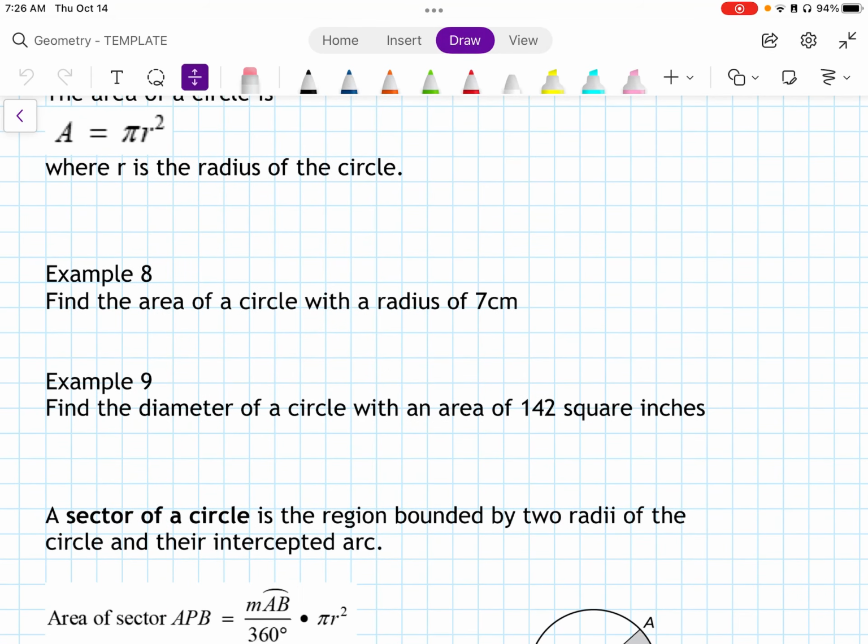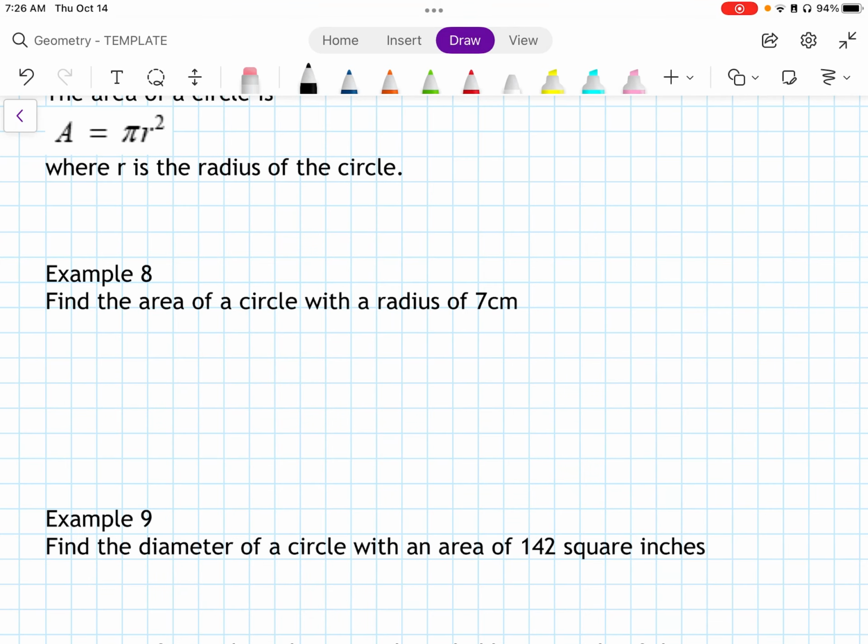So example 8 here, it says to find the area of a circle with a radius of 7 centimeters. I'm just going to plug in area equals pi 7 squared. So area equals 49 pi. And I'm going to leave it in terms of pi. Area is units squared, so I'll say centimeters squared.